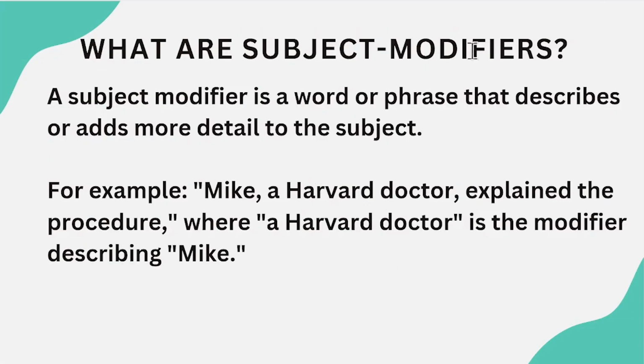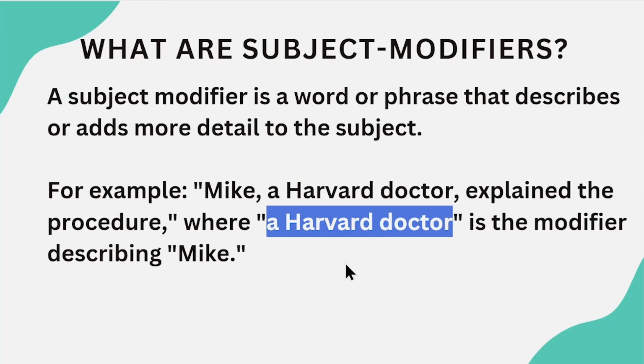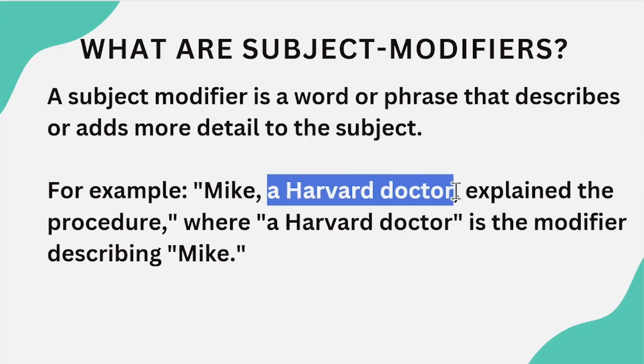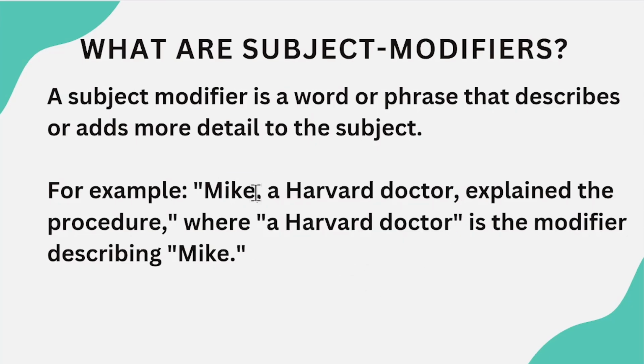So, what are these subject modifiers? A subject modifier is a word or phrase that describes or adds more detail to the subject. So for example, Mike, comma, a Harvard doctor, comma, explained the procedure. A Harvard doctor is a modifier as it's adding extra information about Mike.